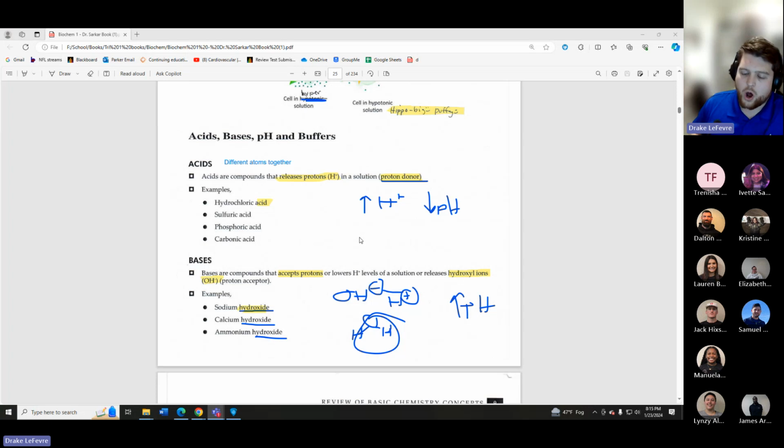What about a strong base? What does a strong base do? Strongly takes all the hydrogen. Yeah, it takes it. It completely or strongly grabs the hydrogen out.